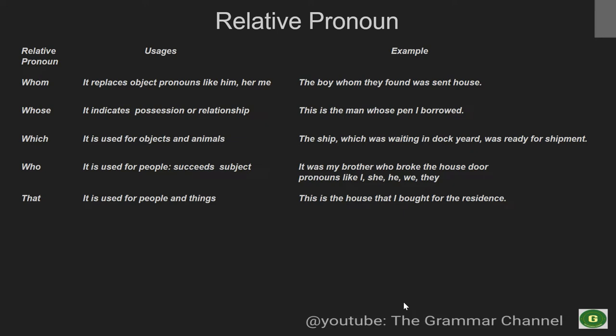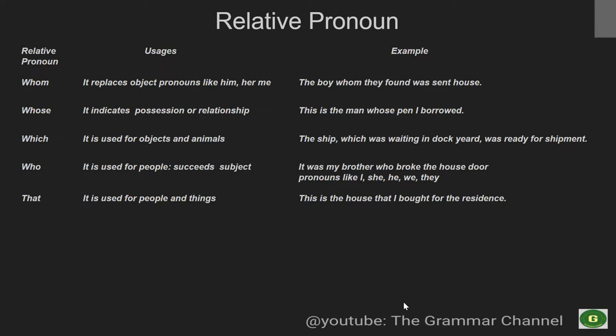Next, which. The word which is used for objects, animals, and so on. Let's see the example. The ship which was waiting in the dockyard was ready for shipment. Which is used for objects, animals, and other things. Now who, again, people. It is used for people as the subject. Let's see the example. It was my brother who broke the house door.